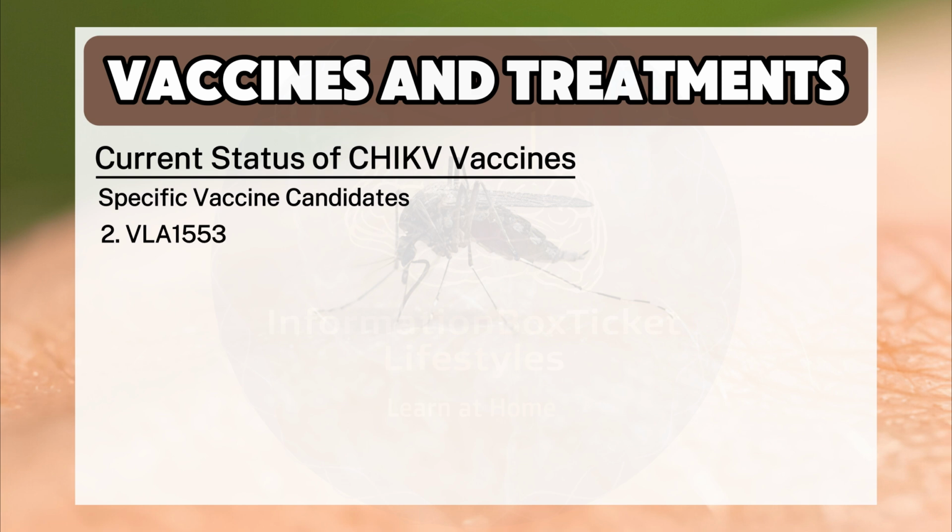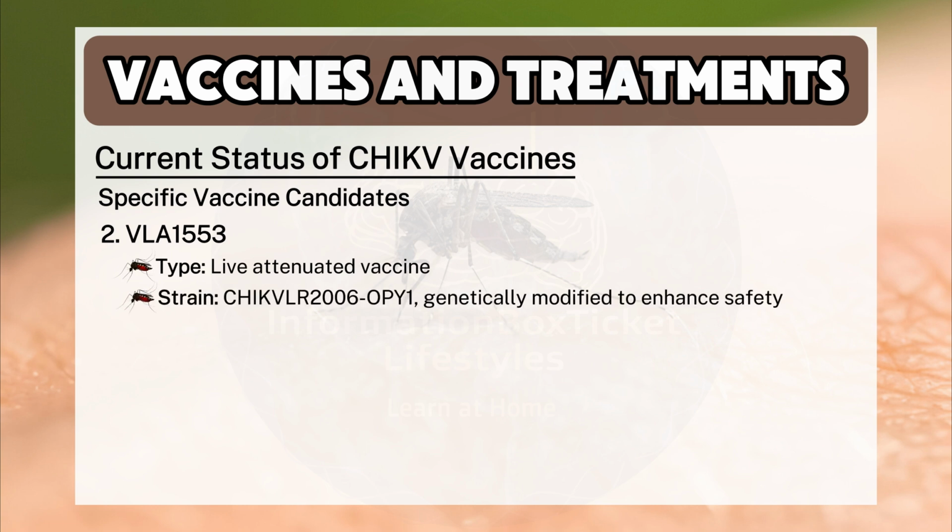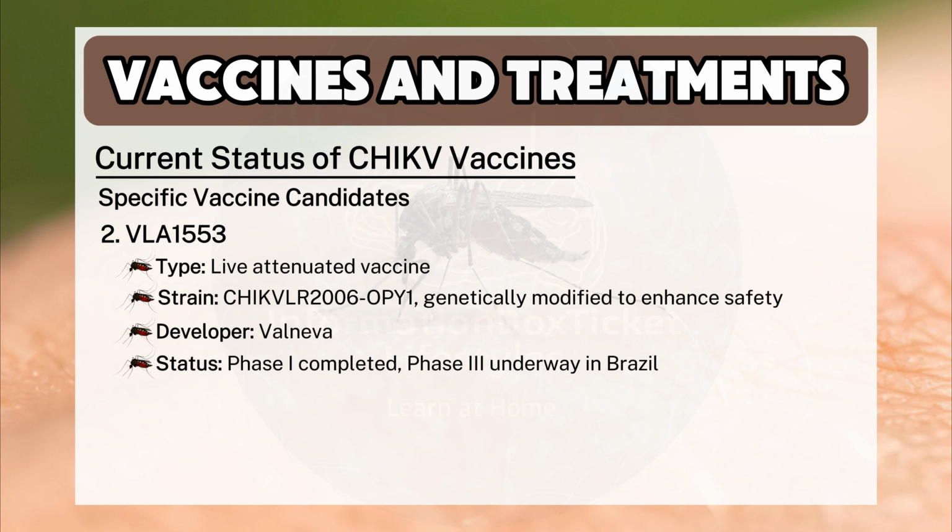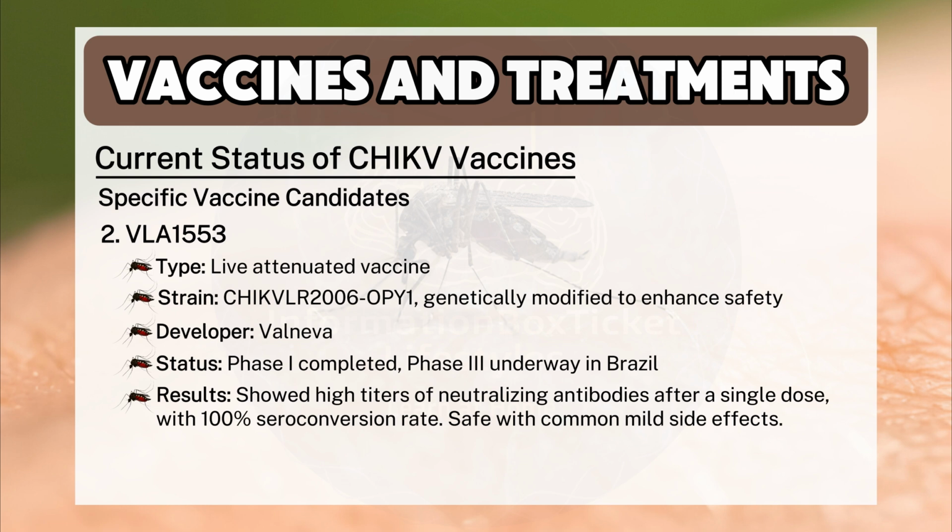2. VLA 1553. Type. Live attenuated vaccine strain, CHIKV 2006 OP1, genetically modified to enhance safety. Developer: Valneva. Status: Phase 1 completed, Phase 3 underway in Brazil. Results. Showed high titers of neutralizing antibodies after a single dose, with 100% seroconversion rate. Safe with common mild side effects.